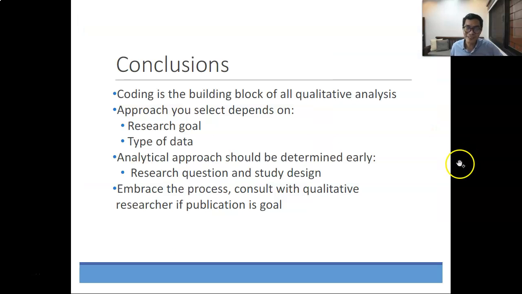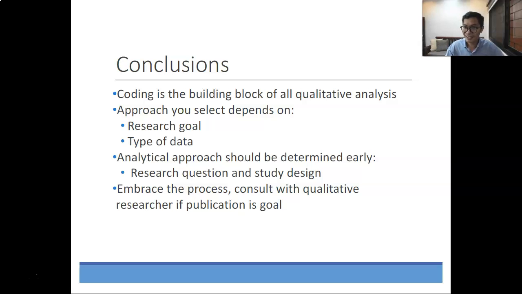So in conclusion, coding is the building block of all qualitative analysis. That's clear. So when you analyze your interview transcript, all transcript, then code them first. Then the approach you select will depend on the research goal and type of data. And the analytical approach should be determined early. And that should be clear in your research question and study design.